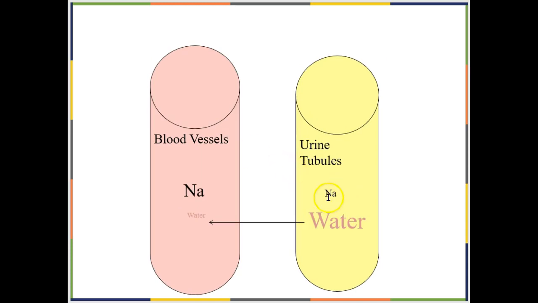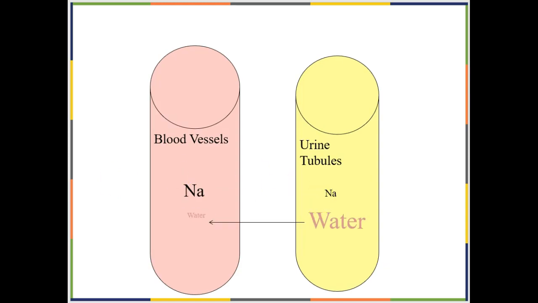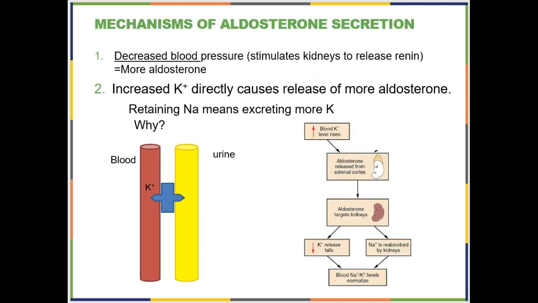And because water can go wherever it wants to, but sodium is pumped, water is then going to follow the sodium back into the bloodstream. And when you reestablish your osmotic balance, you've now got a greater volume of water in the bloodstream than you would have had otherwise. So it's a way to hold on to water. Sodium is pumped out of the urine and water follows. And that's the general gist to remember: water follows salt.